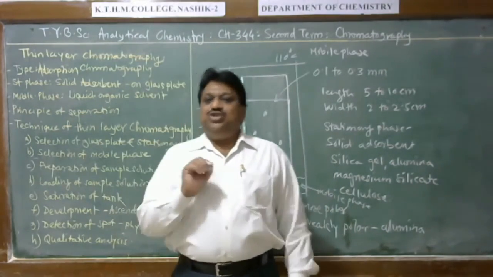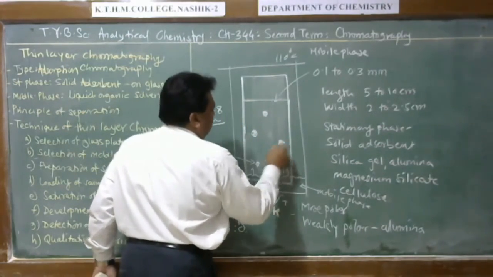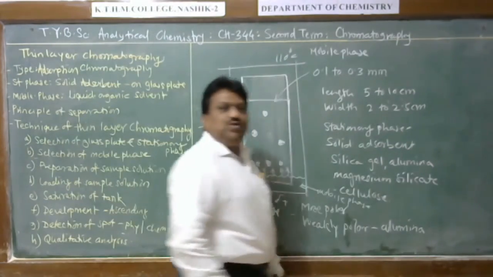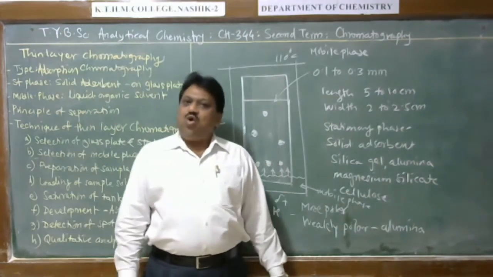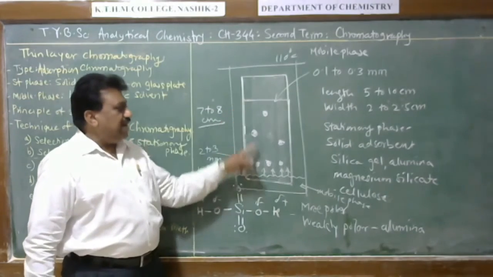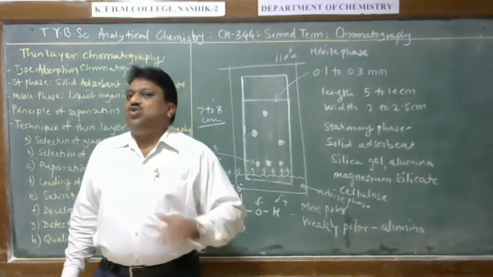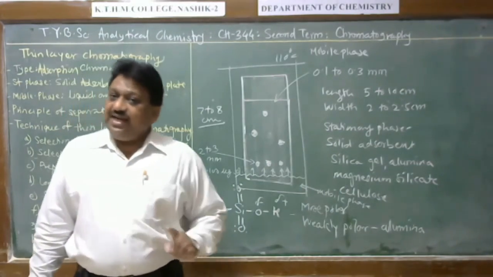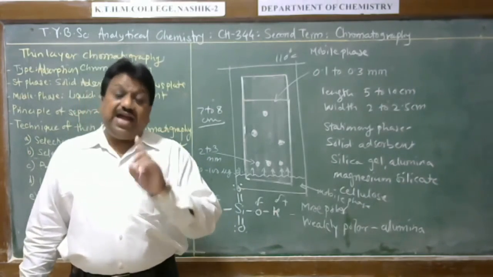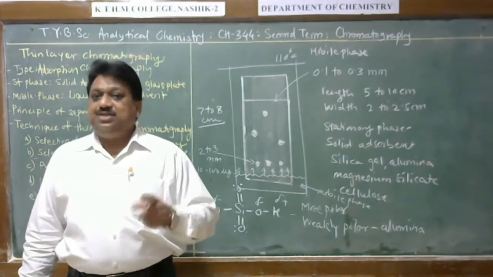Once we locate the position of the spot on the glass plate, the next step is determination of the RF value. Similar to paper chromatography, the RF value is the ratio of the distance travelled by the solute from the baseline to the distance travelled by the solvent from the baseline. RF value is the retardation factor, which is the identity of the material, useful for detection of which type of material is present.